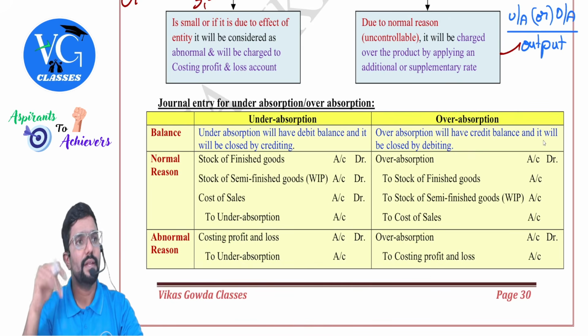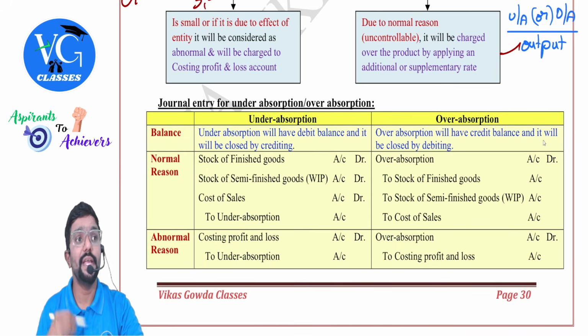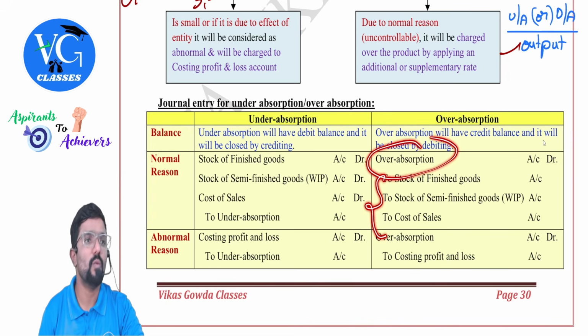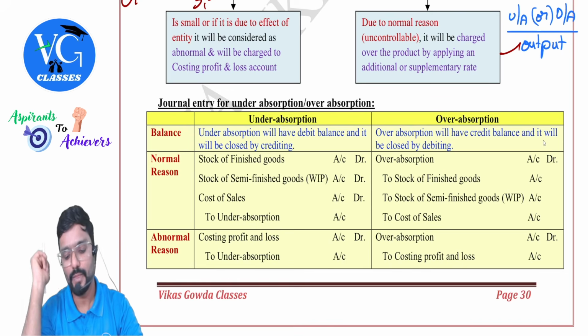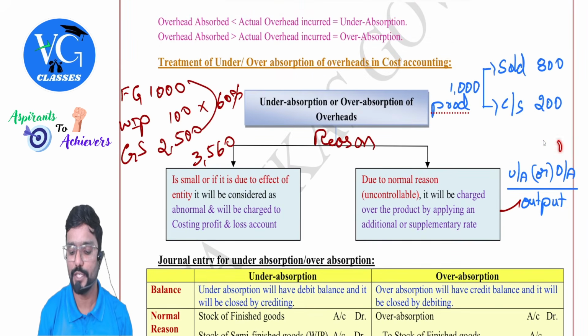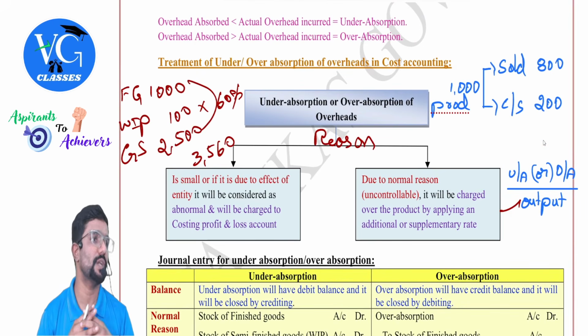Okay, sir. Then, if it is for units sold or closing stock of finished goods due to a normal reason, then already I have charged more cost. Credit them. And debit what, sir? Over absorption. Hope you understood. And for this, we need to calculate something called a supplementary rate, which I showed you here. How to calculate it? The amount of under absorption or over absorption divided by total output.